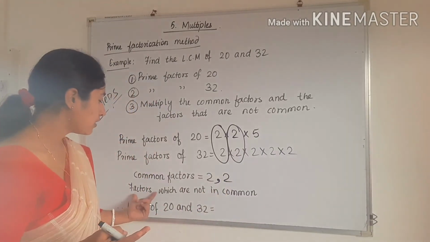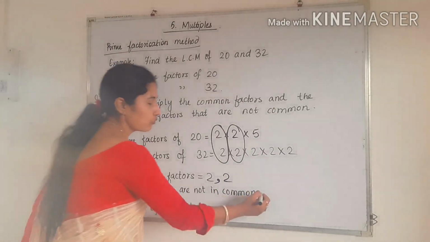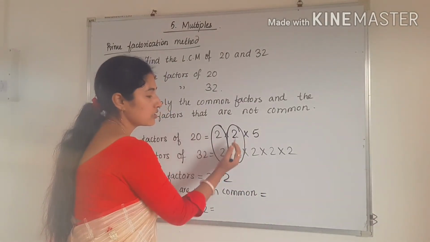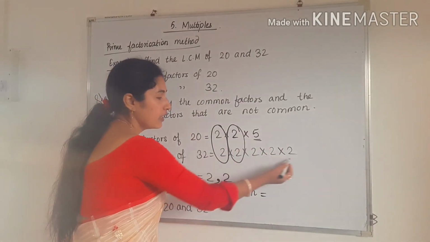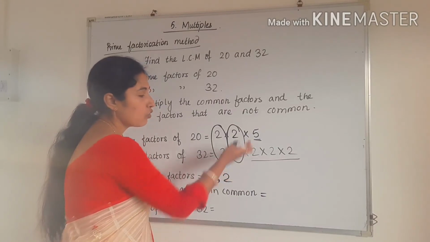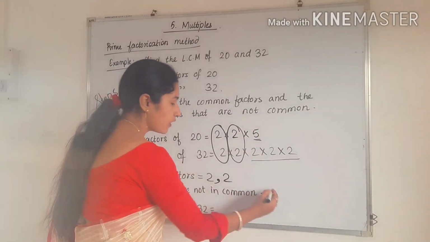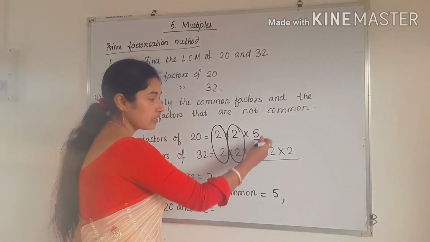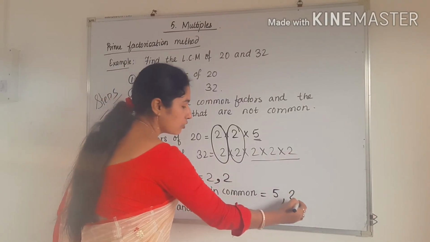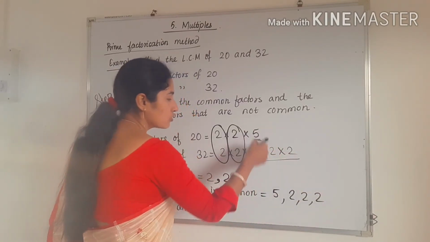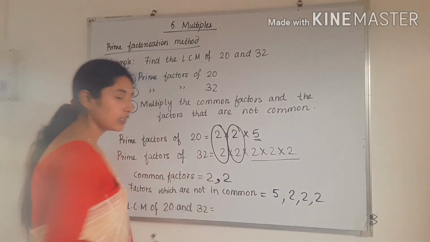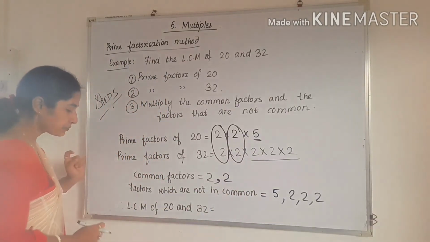Next, what are the factors which are not in common? See the remaining factors. Here it is 5, and here it is 2, 2, 2. No more factors are in common, so we write the uncommon factors, that means the remaining factors: 5, 2, 2, 2. These remaining factors we write as the non-common factors.